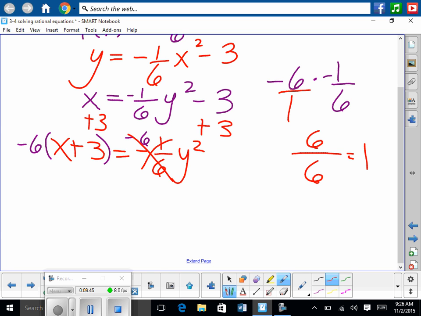All right, so right now we have this. Now I'm going to leave it. That's fine. We don't even have to distribute it through. Leave it right there. That's equal to y squared. Now what do I do? Square root both sides of the equation.